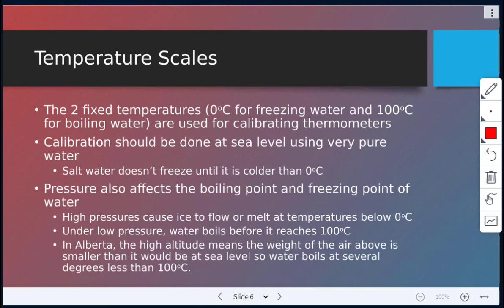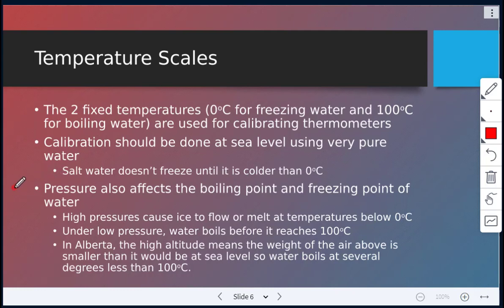The two fixed temperatures that we mentioned, 0 degrees Celsius for freezing water and 100 degrees Celsius for boiling water, are used for calibrating thermometers. And again, we talked about sea level. Calibration should be done at sea level using very pure water because salt water is different. It doesn't freeze until it is colder than 0 degrees Celsius.